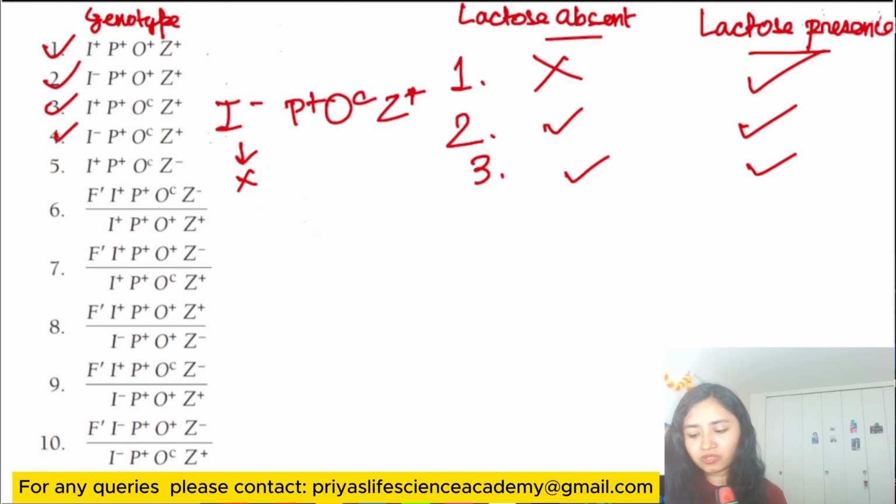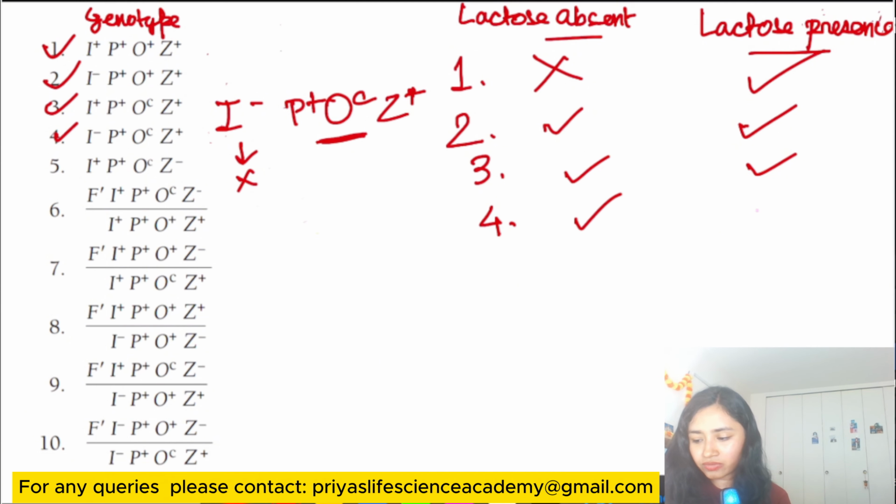Non-functional, it can't bind with the operator, and again there is OC also. So even if there was I plus, there will be no point of the repression. Lac Operon will be turned on even in the absence of lactose, because I minus produces non-functional repressor, no repressor to block the operator region, and if an operator is already OC, so even in the absence of lactose, Lac Operon is turned on.